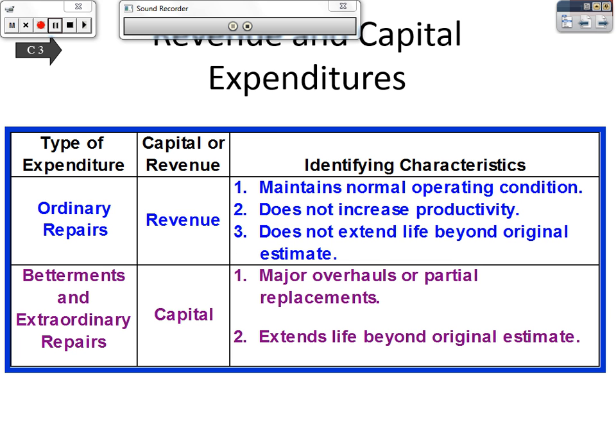Okay, so look at this chart up here. Ordinary repairs maintains normal operating conditions, right? If we're just talking about equipment, that means we're going to make repairs to it to make sure that it's going to constantly operate, right? Does not increase productivity. So if it was only producing 10 items an hour, it's still going to do 10 items. Does not extend life beyond original estimate. So if it was 5 years useful life, it's going to stay 5 years useful life, even if you make an ordinary repair. Betterments and extraordinary repairs.